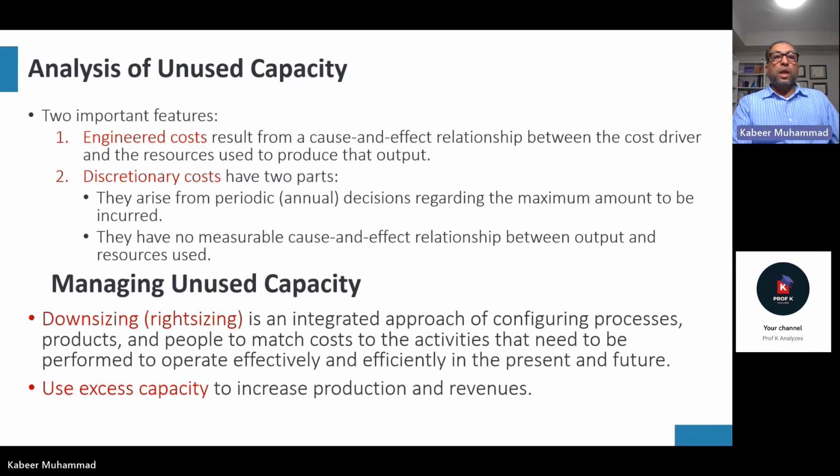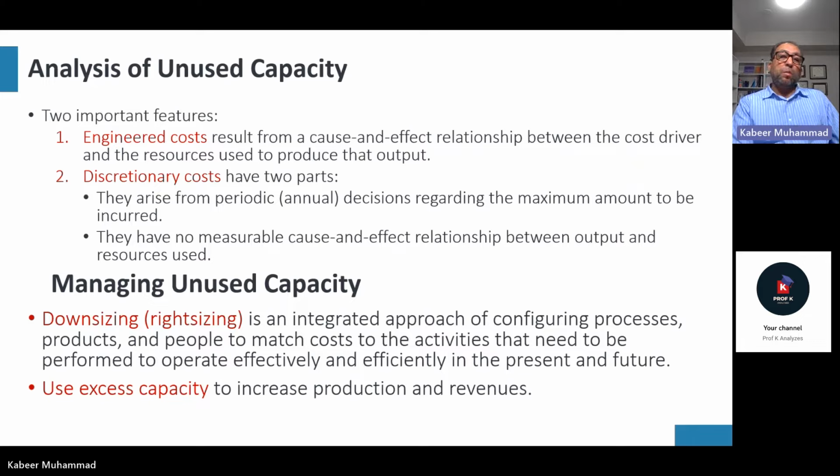Now, how can we analyze unused capacity? Two important features: engineered costs result from a cause and effect relationship between the cost driver and the resources used to produce that output. And discretionary costs have two components. They arise from a periodic annual decision regarding the maximum amount to be incurred, and they have no measurable cause and effect relationship between output and resources used.